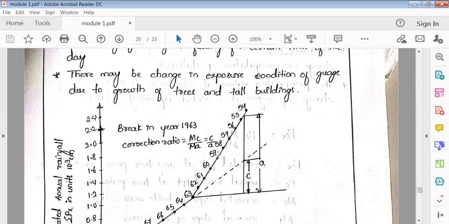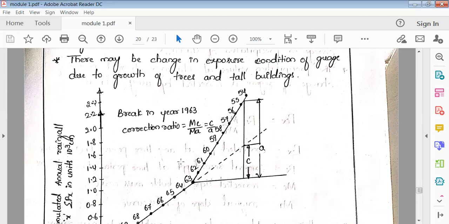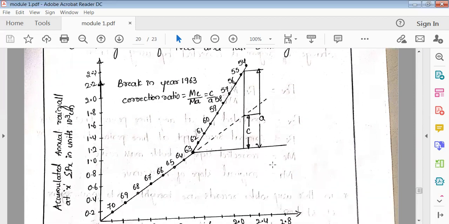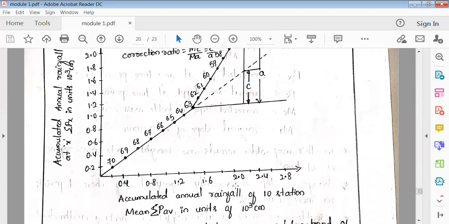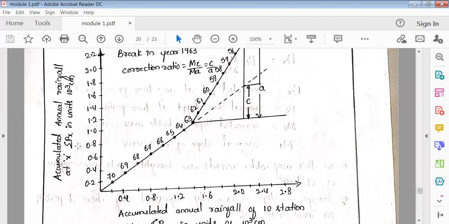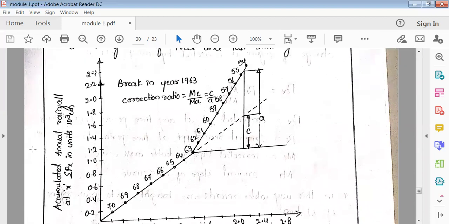So that's why we use this double mass curve method to calculate the inconsistency. Okay. So we'll take an example of how to measure this inconsistency. So you can see here, this is accumulated annual rainfall. That is, Px goes on accumulating, and that would be in 10 to the power 3 centimeter.